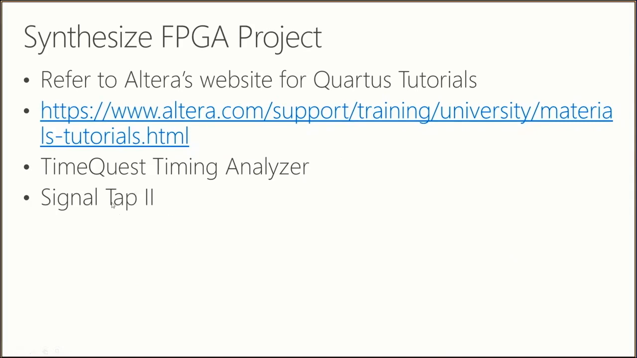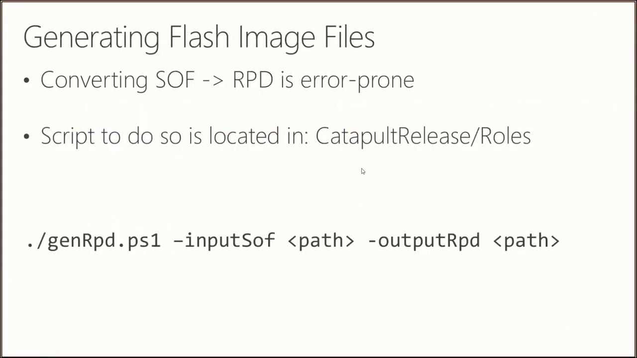SignalTap is a useful tool to debug the FPGA. Sometimes your program does not run as you expected or even as you simulated. You can use SignalTap to see what on earth happens on the FPGA, since it captures the real signal on hardware.